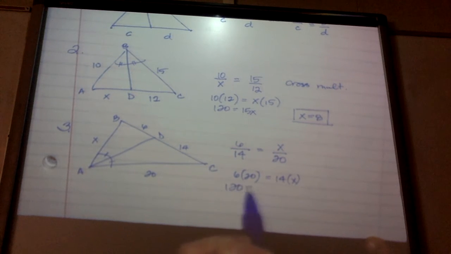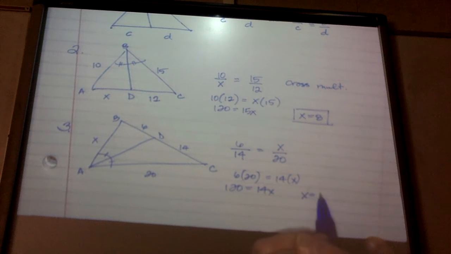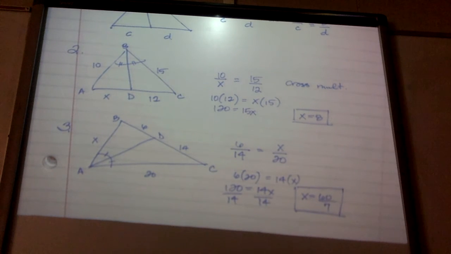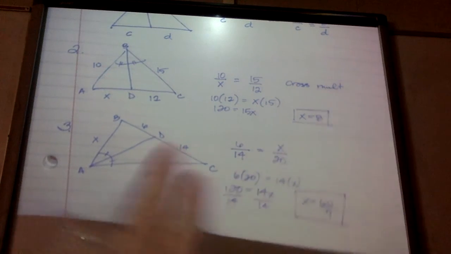So 120 again equals 14X. So X equals 60 over 7, right? Because I would divide by 14 and reduce. So it's okay if you get fractions, totally fine. You don't have to make them a decimal for me.